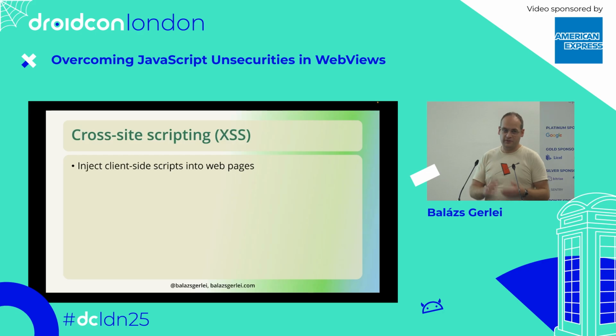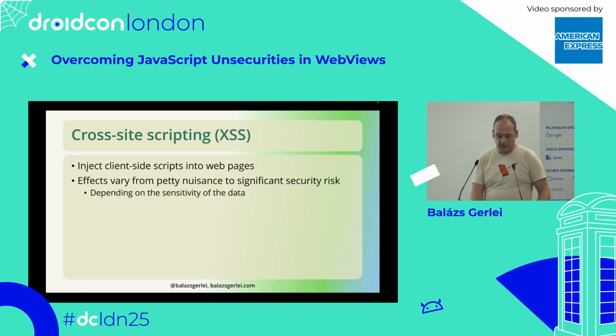That means that the JavaScript potentially can talk to native code, and then the native code will run as the application, basically having the same rights. And you might not expect that. And also you might not expect that the origin of it is not really checkable. Effects, of course, may vary as with normal cross-site scripting, from pretty nuisances like showing a dialogue, to quite significant, depending on the sensitivity of the data that can be accessed via the JavaScript interface.